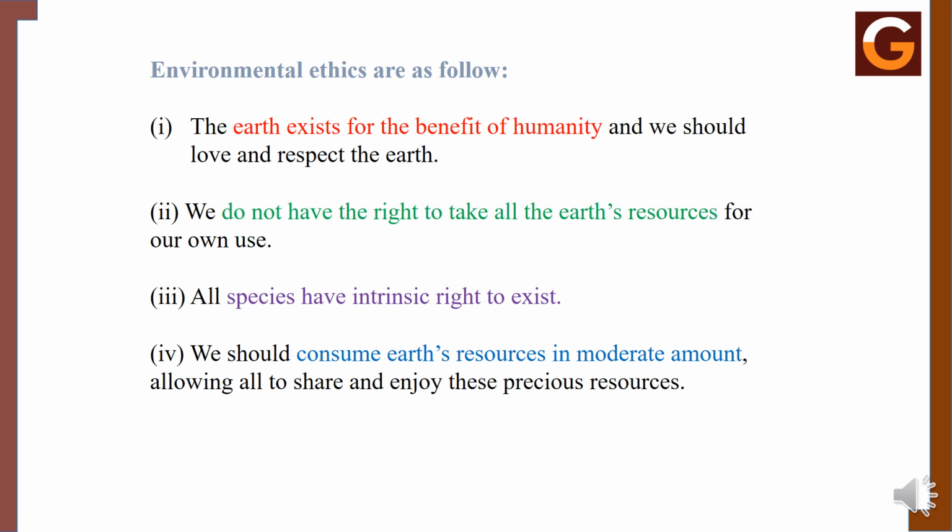Now, when talking about environmental ethics, it includes that the earth exists for the benefit of humanity and we should love and respect the earth. We do not have the right to take all the earth's resources for our own use. All species have an intrinsic right to exist. We should consume earth's resources in moderate amounts, allowing all to share and enjoy these precious resources.